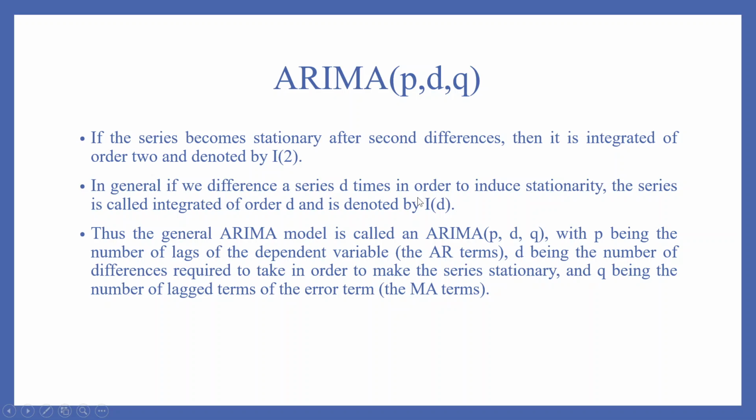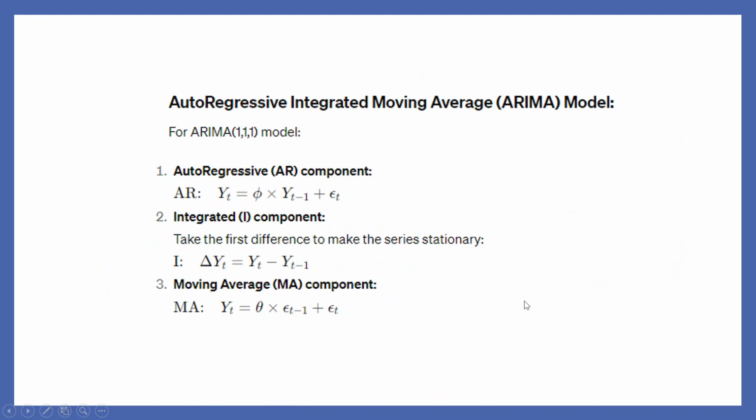In general, if we difference a series d times in order to induce stationarity, the series is called integrated of order d and is denoted by I(d). Thus, the general ARIMA model is called ARIMA(p,d,q), with p being the number of lags of the dependent variable, d being the number of differences required to take in order to make the series stationary, and q being the number of lag terms of the error term.